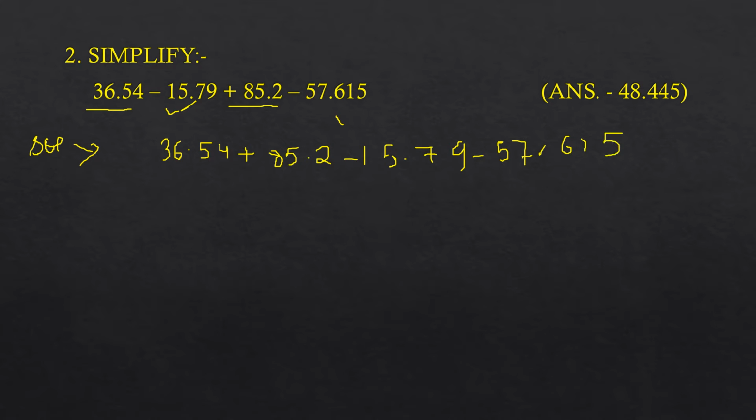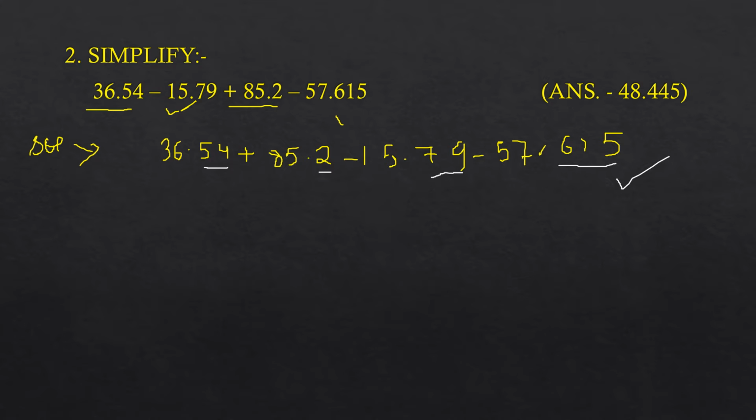Okay, 57.615. Now we will check the decimal places. Are they like or not? Here you have two decimal places, in this you have only one decimal place, in this number you have two decimal places, and here you have three decimal places. So the maximum number of decimal places is in this number, right? So we will make every decimal number have three decimal places.